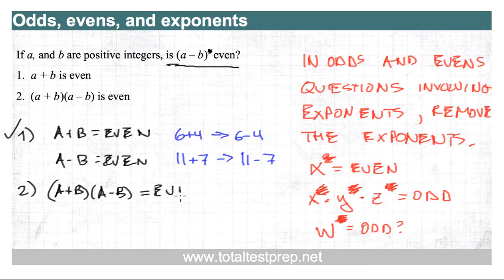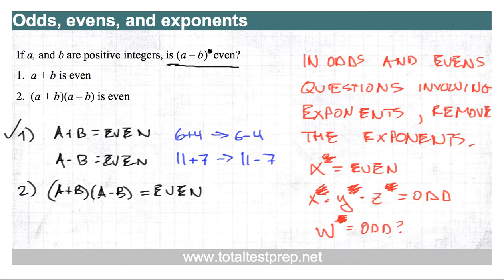Statement 2 says (a plus b) times (a minus b) is even. Although this may seem like we might not have enough information because now we're dealing with a plus b and a minus b, there are various ways of thinking about this. We'll throw in some strategy from algebra here as well.